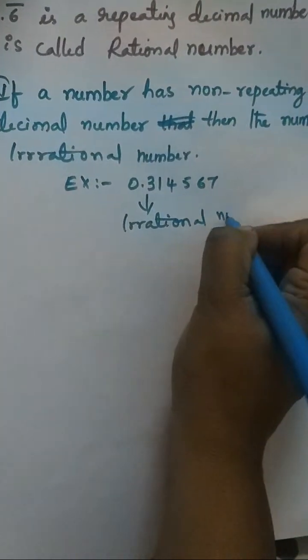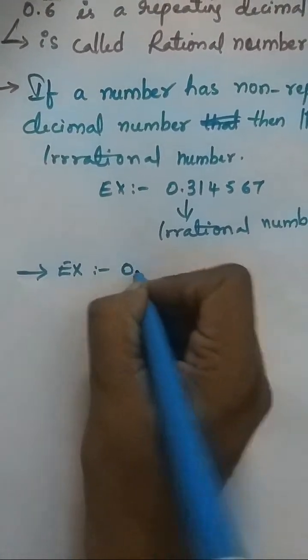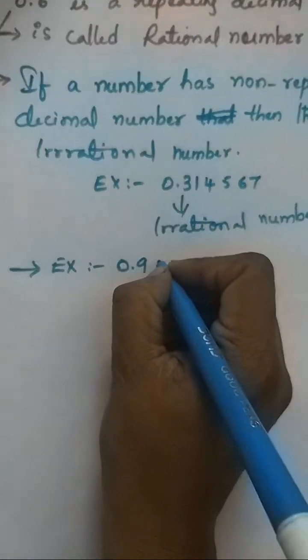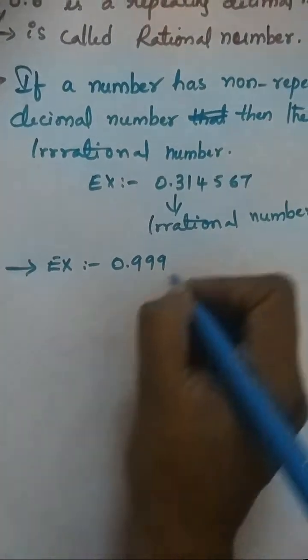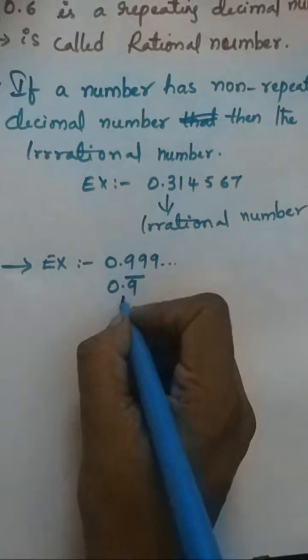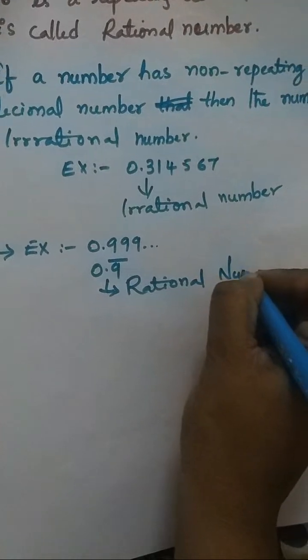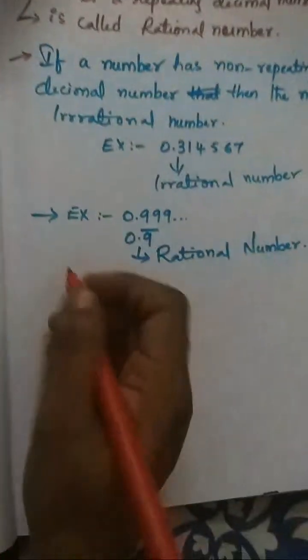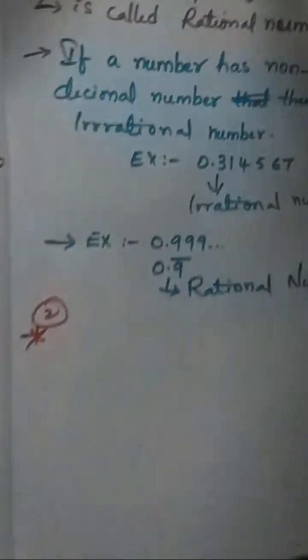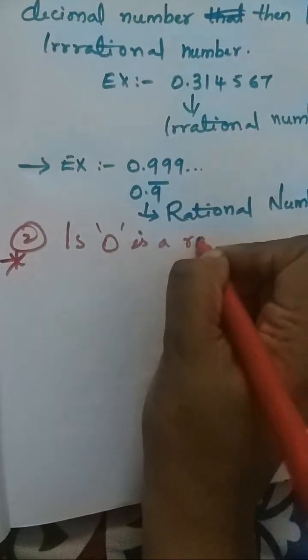Okay, irrational number. Now, for example, 0.999 and so on can be written as 0.9 bar, so this is a rational number. Okay, this is a rational number. Now another question arises for children: is 0 a rational number or an irrational number?